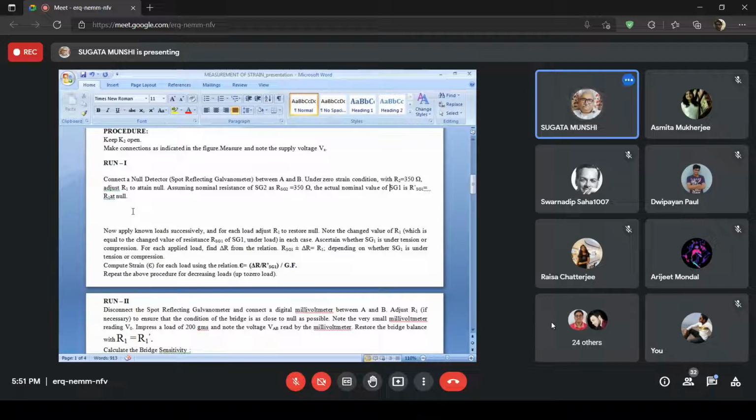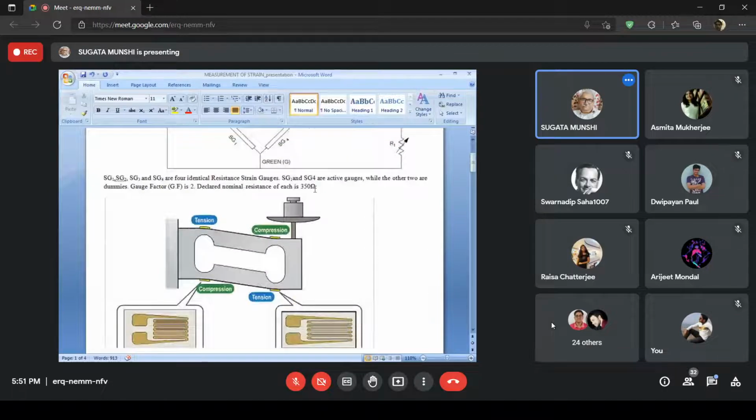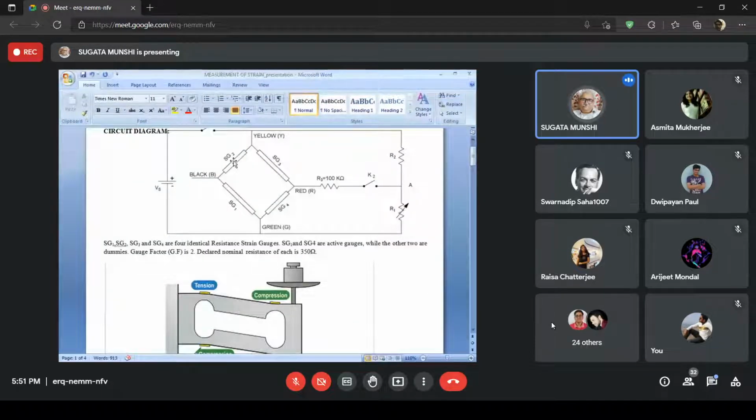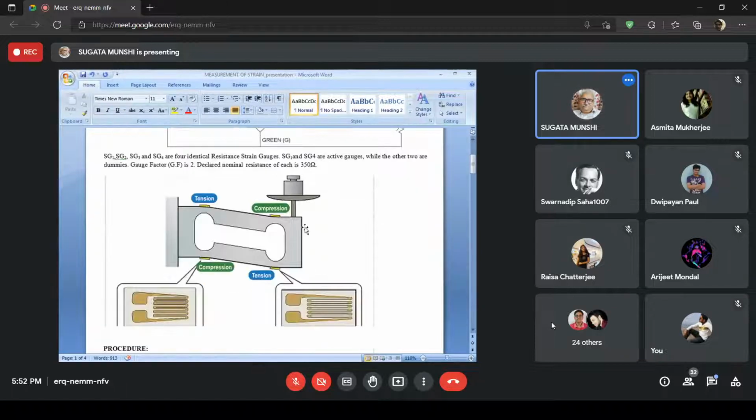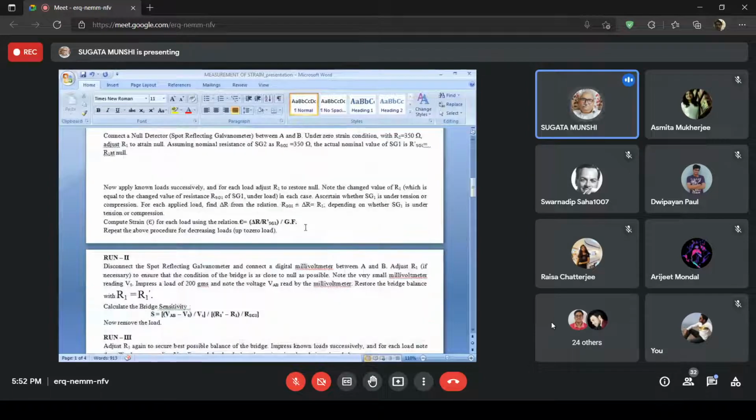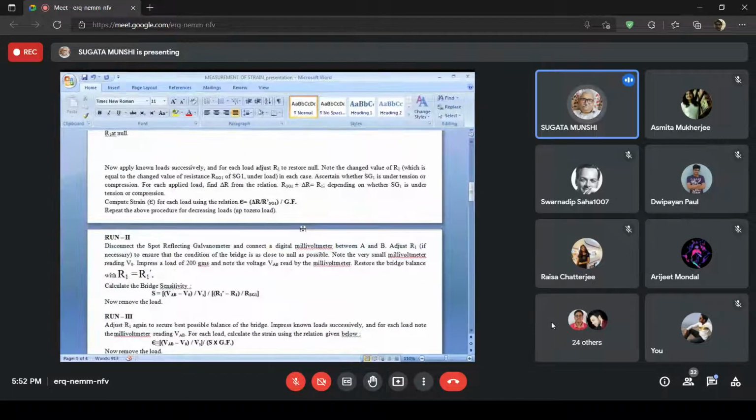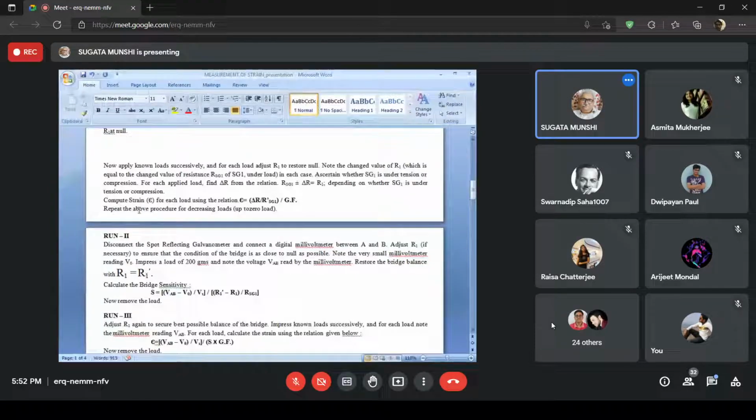Now what do you do? You apply known loads successively. 100 grams you apply. Bridge balance is disturbed. You adjust R1 to restore the bridge balance. Then you apply 200 grams. Bridge balance is again upset. You adjust R1 to restore the bridge balance. Note the value of R1. So here you just apply known loads successively, and for each load adjust R1 to restore null.